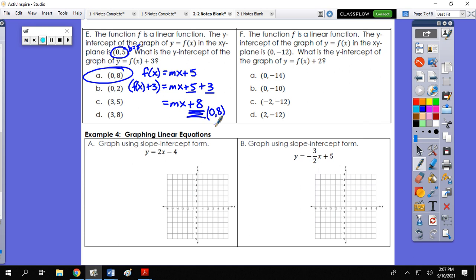Same thing for letter F, so pause the video and try it on your own, see what you get, then resume the video and see how you did.